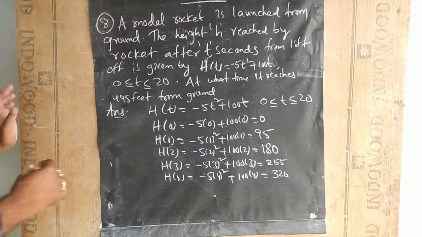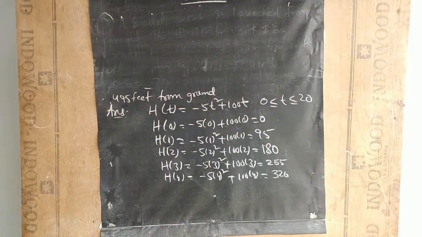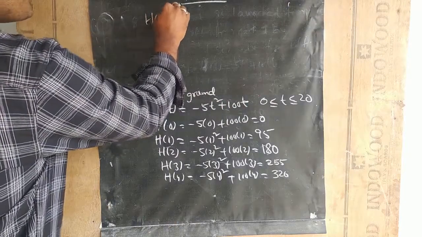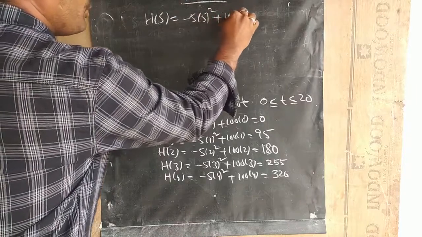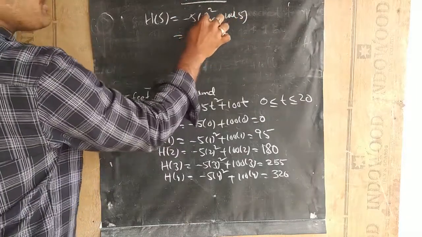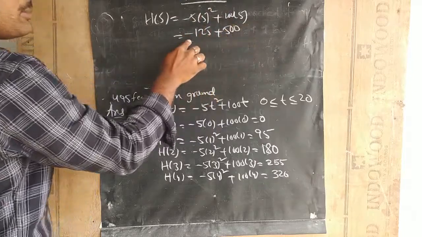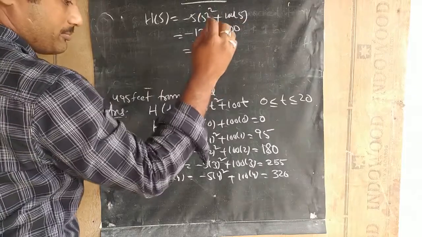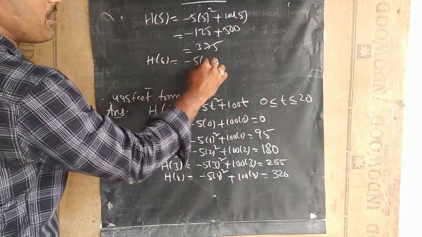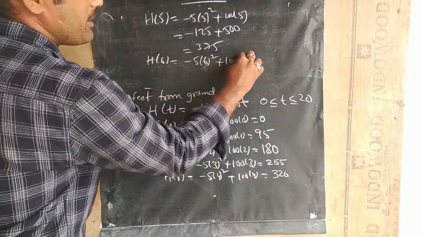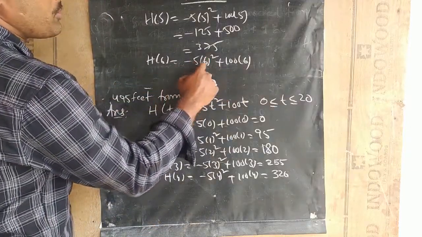Next, h of 5. Let us do h of 5. So if I substitute h of 5, it will be minus 5 into 5 square plus 100 into 5. So 5 square 25, 5 times 25 is 125, minus 125 plus 500. So it is 375. So h of 6, if we substitute, minus 5 into 6 square plus 100 into 6. So 600, here 6 square 36 into 5.